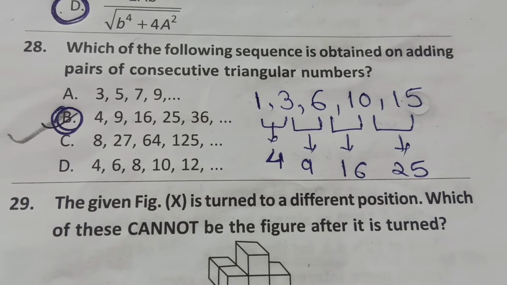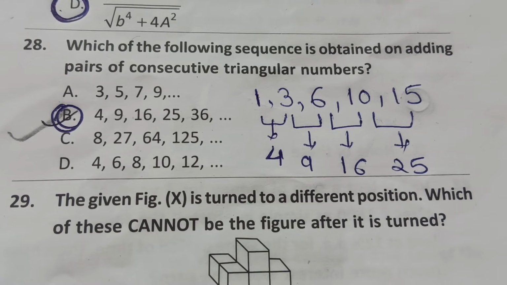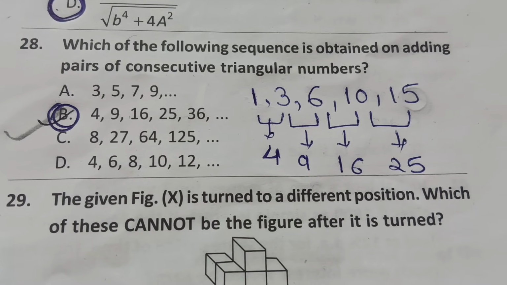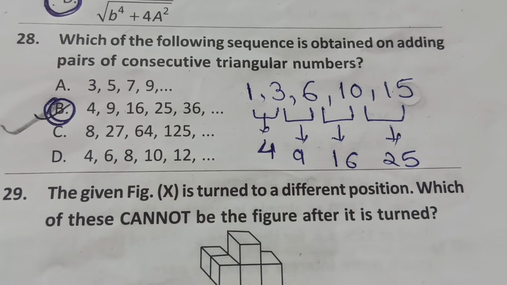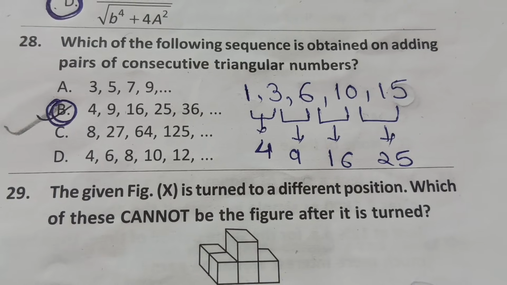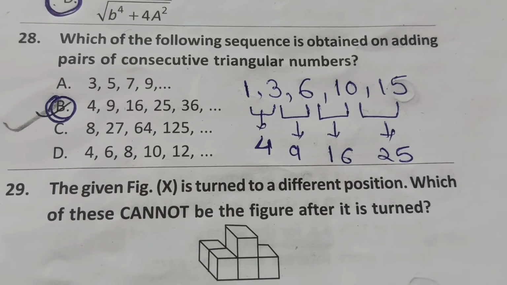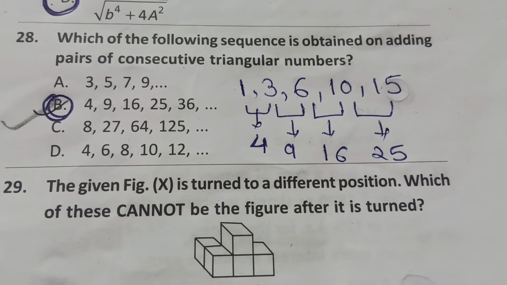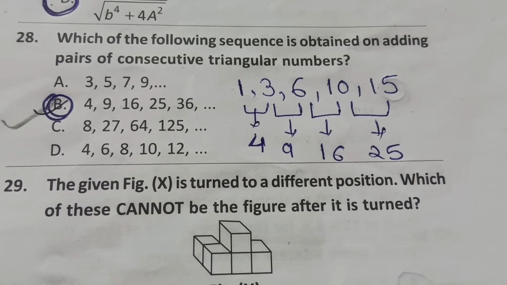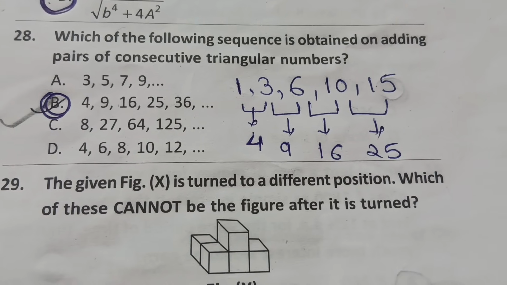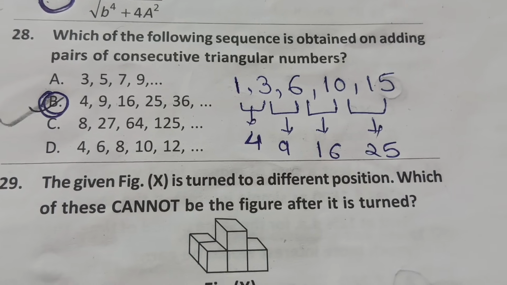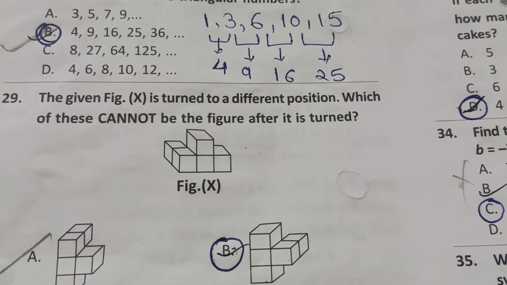Question number 28. Which of the following sequences is obtained on adding pairs of consecutive triangular numbers? Triangular numbers are 1, 3, 6, 10, 15 and so on. So after adding the pairs, 1 plus 3 gives 4, 3 plus 6 gives 9, 6 plus 10 gives 16, 10 plus 15 gives 25. So it's option B.